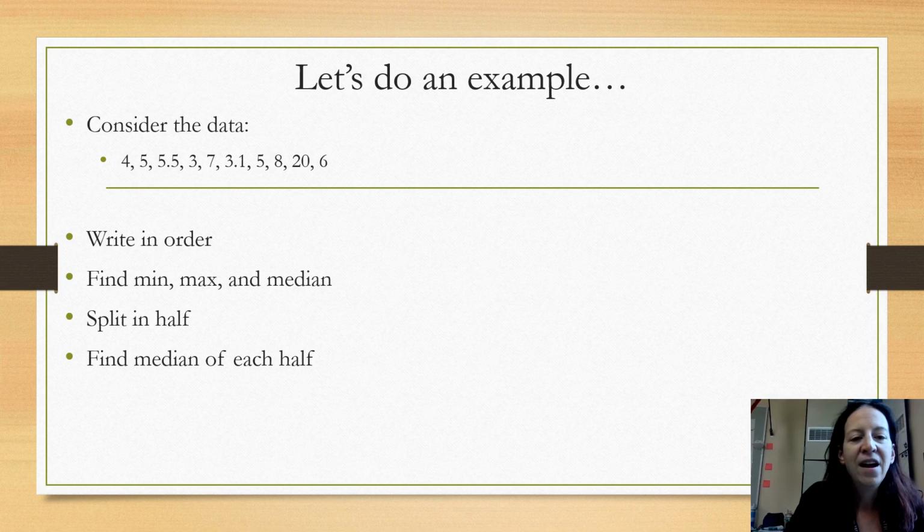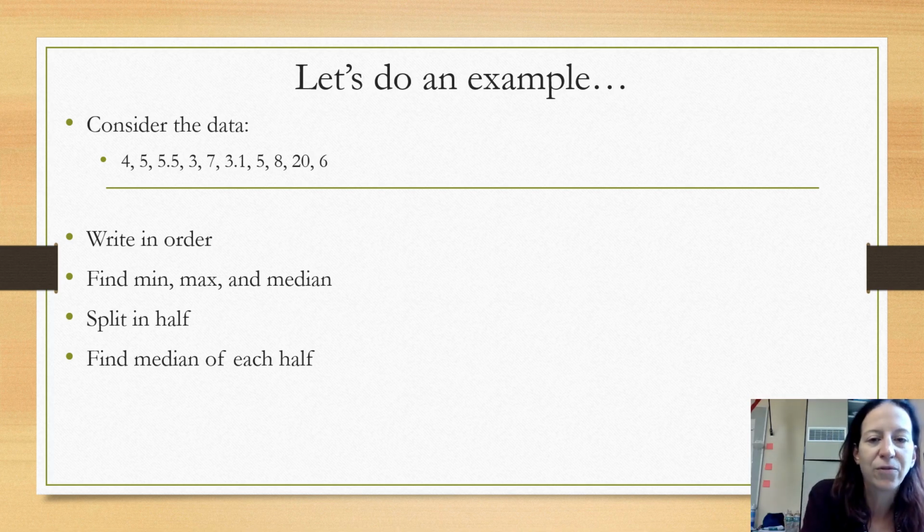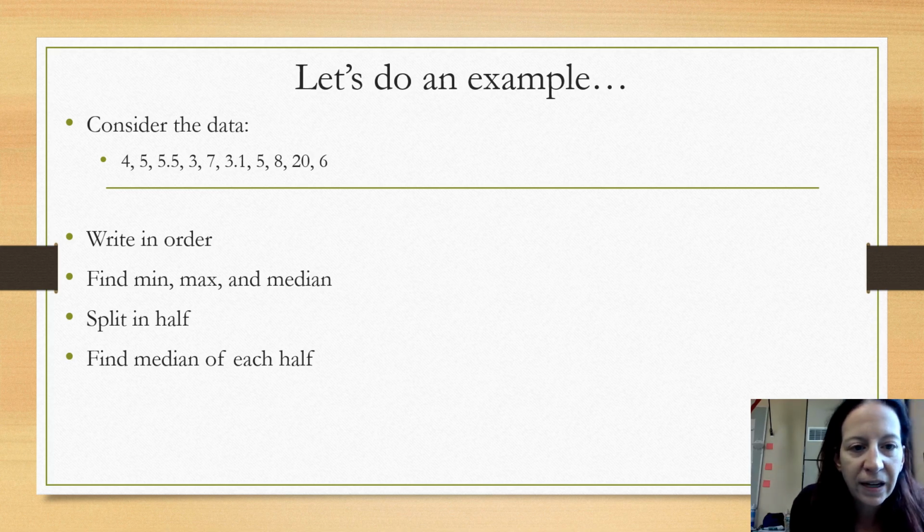So we have some data: 4, 5, 5.5, 3, 7, 3.1, 5, 8, 20, and 6. The first step is to write that in numerical order. Please do not try to do that in your head. This is often the worst part, especially if you have a lot of data values, trying to sort through them. So our smallest number is a 3, and then we have a 3.1. As I do this I'm going to cross them off the list, because one of the easiest mistakes to make is to leave something out during that rewrite step.